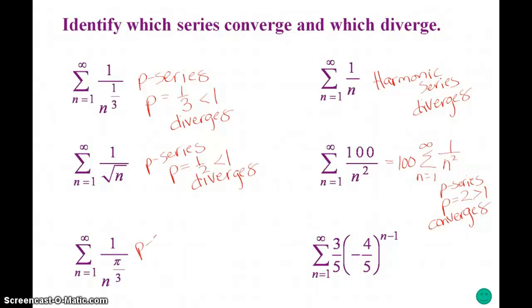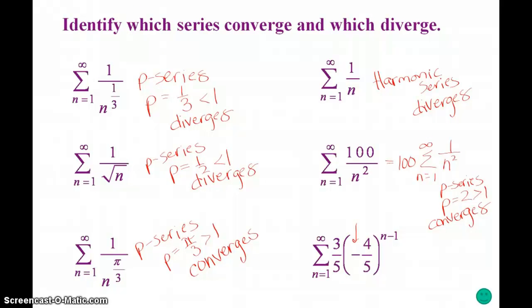Here is a p series where p equals pi over 3. So is that greater than or less than 1? Well, remember, pi is a value that is a little bit greater than 3. So this is going to be a little bit greater than 1. Well, all it's got to be is greater than 1, even just a tiny, tiny, tiny, tiny bit greater than 1. And that series converges.